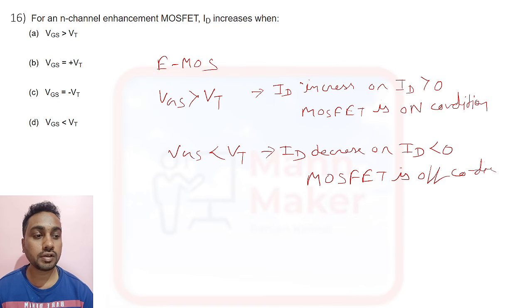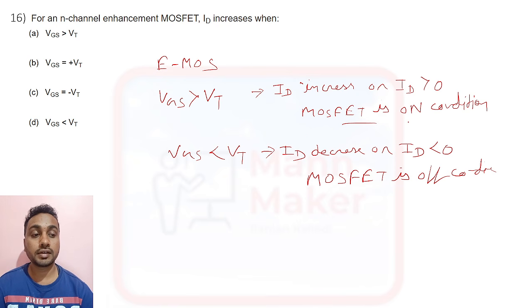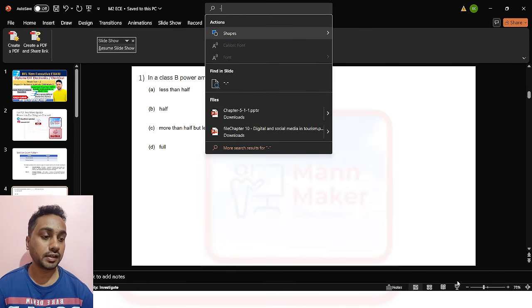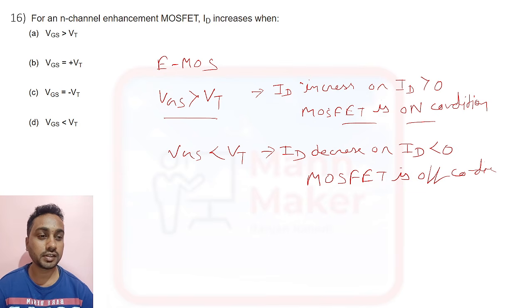So a question will come like this: which one is the MOSFET in on condition? So you have to give the answer VGS is greater than VT. Like this you need to remember. So here they ask ID increases. ID increases means drain current increases, in which case VGS is greater than VT. Option A is the right answer.